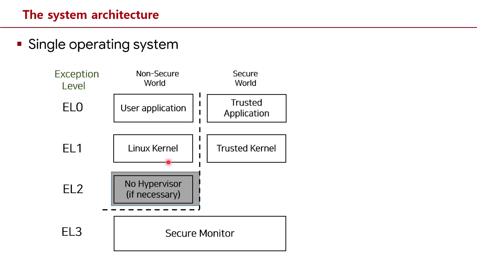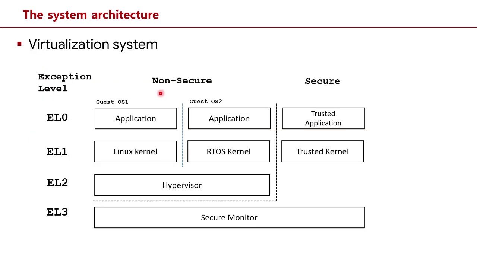So here, this is the basic workflow when your system is running a single operating system. From the viewpoint of exception level, software is mostly running at exception level 0 and exception level 1 in the non-secure world. Now that we've looked at the architecture diagram from the exception level point of view in the single operating system, in the next lecture we will explore another architecture diagram in the virtualization system.